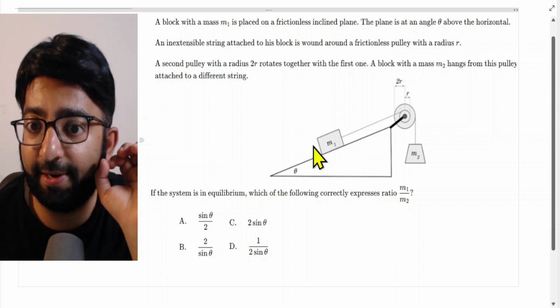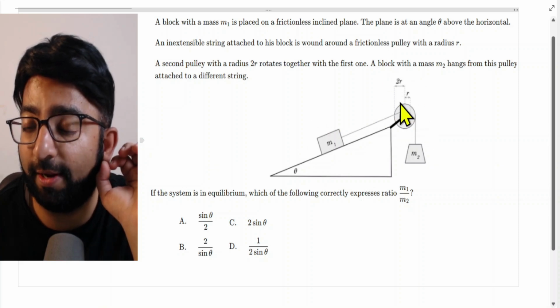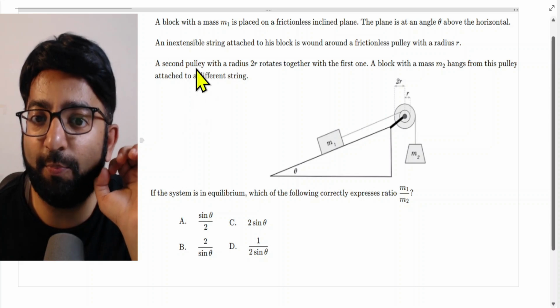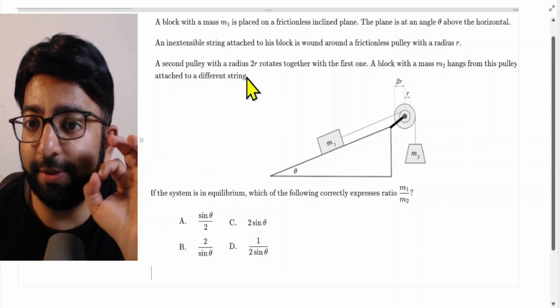This string which is connected to block M1 is wound around a frictionless pulley, and the radius of the pulley is given as R. And now there is a second pulley which is connected with mass M2, and the radius of that pulley is 2R. So double the radius of the original pulley.